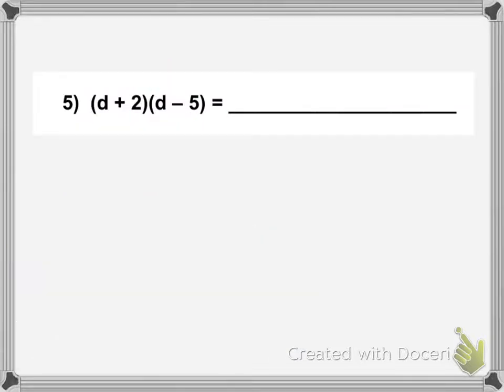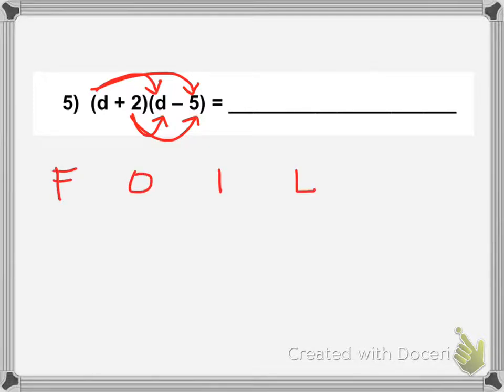Let's go ahead, let's try the FOIL method again. First, outer, inner, last. Of course, if you want to try the other method and just make sure we get the right answers, that's fine. If you want to pause and try it on your own, that's great. All right, for the first, and I'm going to put my exponents of 1. D times D, D squared. Outer, D times negative 5, negative 5D. Inner, 2 times D, positive 2D. Last, 2 times negative 5, negative 10.